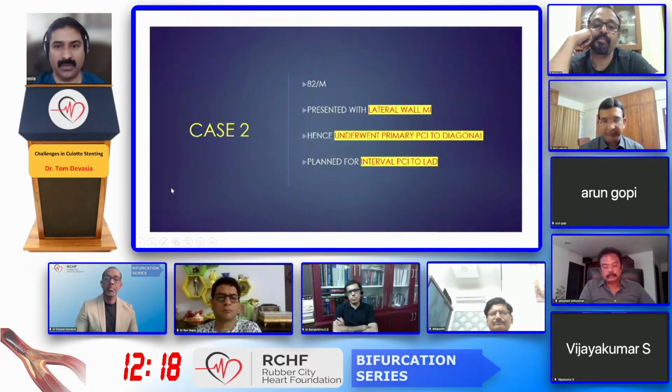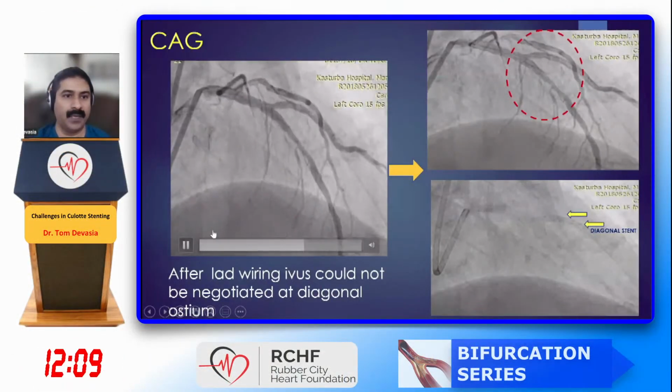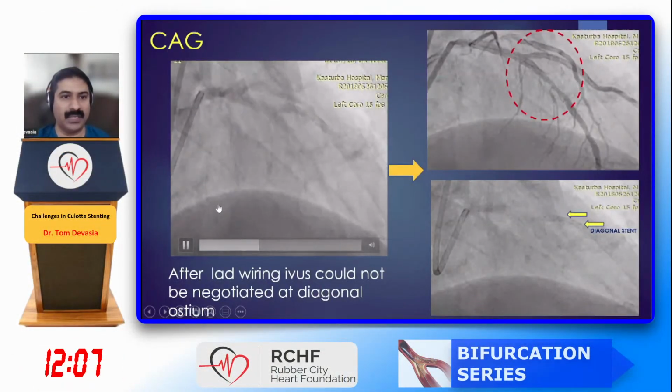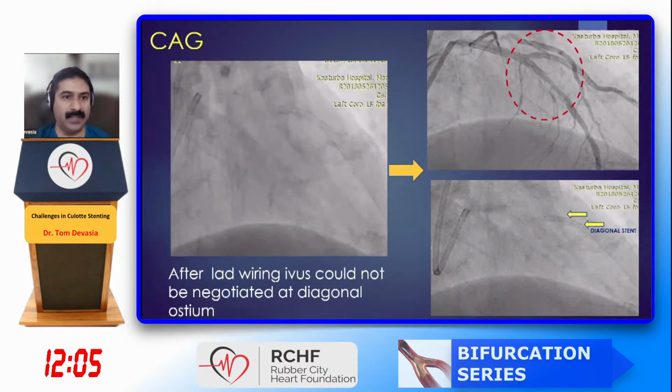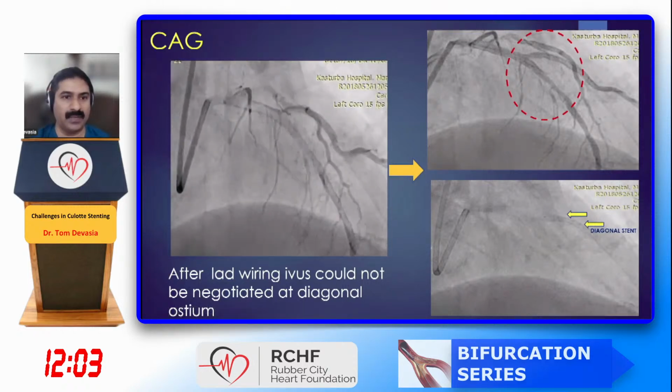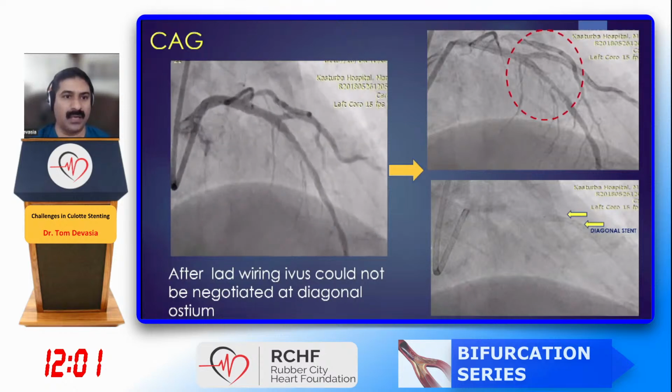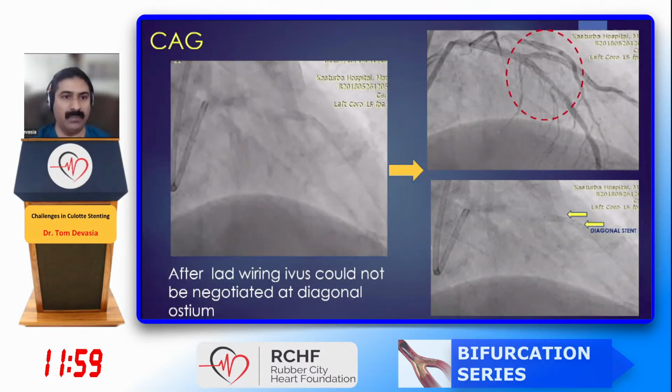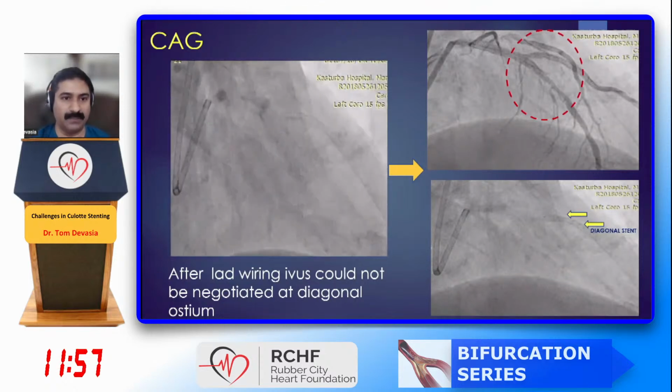This is an 82-year-old gentleman who presented with a lateral wall MI. He had a primary PCI to diagonal, and we took him up for interval PCI to LED. This was the first angiogram. You can see that the diagonal stent is very clearly seen, and it is almost like it is stented from the ostium, and the stent may even look like it is 1 millimeter just inside the ostium.